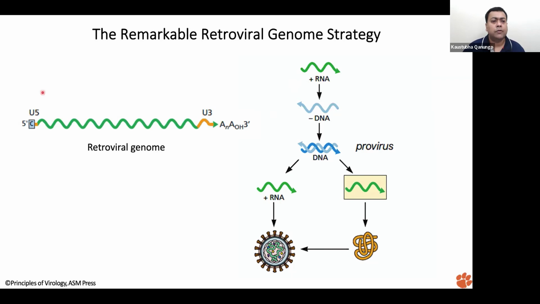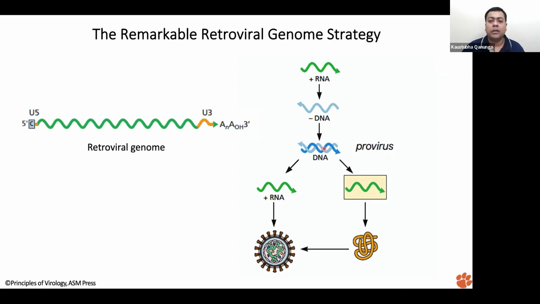And again, these use the untranslated regions and do have a poly-A tail as well, so they are plus-stranded RNAs. But from these plus-stranded RNAs, they make an intermediate minus DNA, as I said, double-stranded DNA. And from this right here, the provirus, this is the stage at which the virus is integrated into the host chromosome.